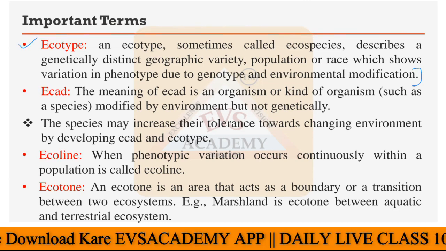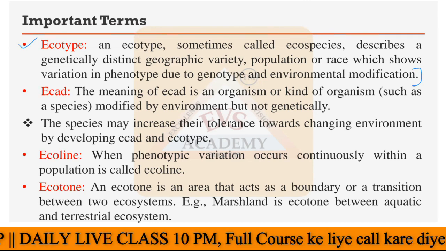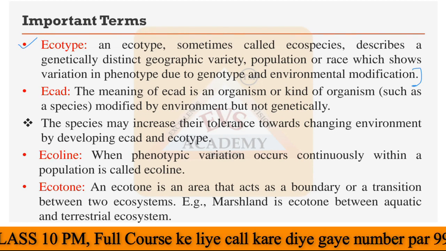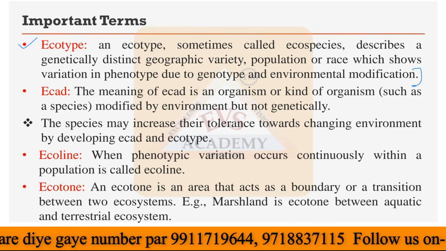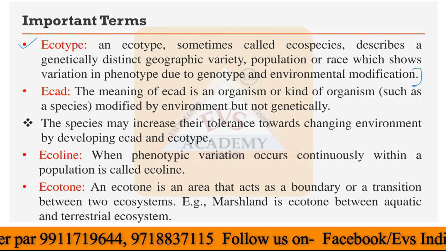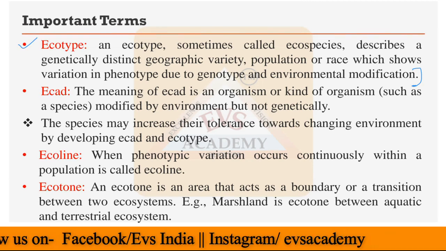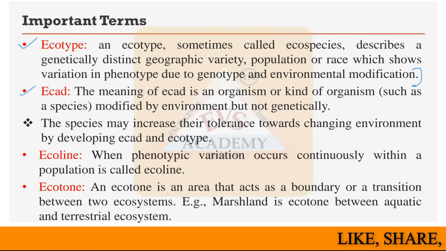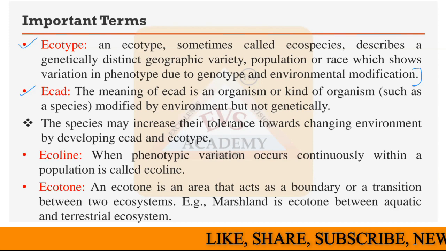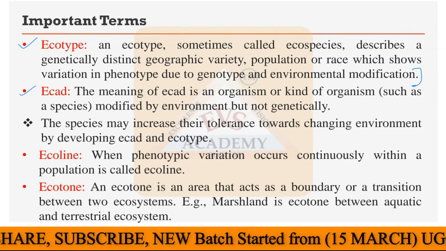The next term is the ecad. The meaning of ecad is an organism or a kind of organism, such as a species, modified by environment but not genetically. So the species may increase their tolerance towards a changing environment by developing ecad and ecotype. Now, what is the ecad? Ecad is also a kind of distinct organism, a distinct species organism, you can say, which is different from its source or the geographical environment that you can find there, but that is not genetic, that is just an apparent change.